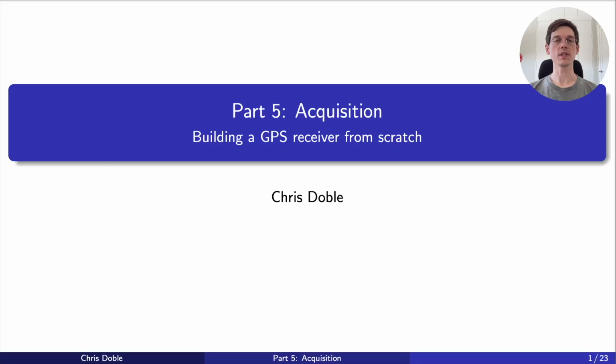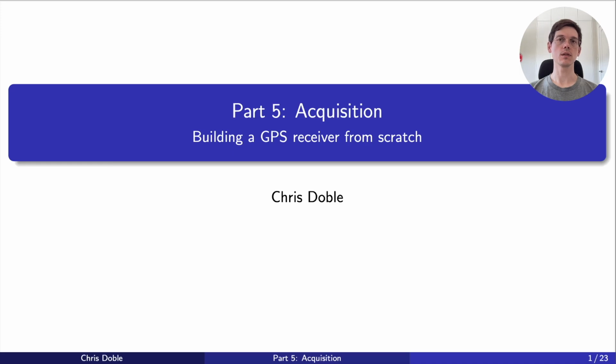This is the fifth video in a series where I cover everything you need to know to build a GPS receiver from scratch. In the previous video, we learned how to sample signals from GPS satellites so we can access them in code. However, while there are around 30 satellites in the GPS constellation, only a few of them will be in the sky above a receiver at any given time.